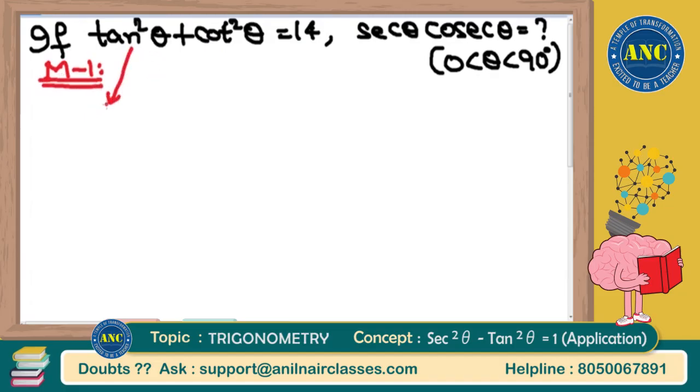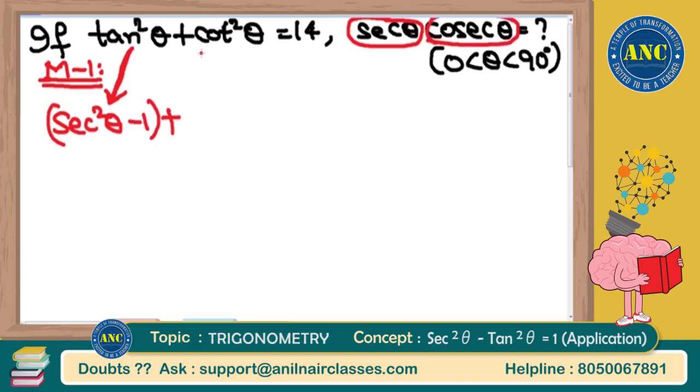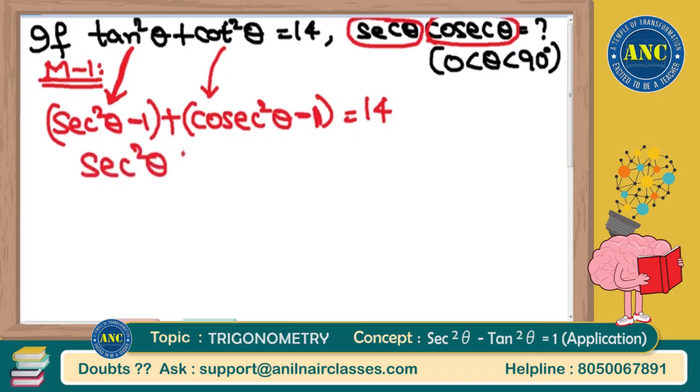In tan square theta, first of all I require secant theta in my question. Secant can be obtained from tan square as secant square minus 1. That is how you should think. Plus I require cosecant theta in my question. Cosecant can be obtained from cot square as cosecant square theta minus 1. Right hand side is 14. This minus 1 and minus 1, which is minus 2, will go to the right hand side. You are left with secant square theta plus cosecant square theta is equal to 14 plus 2, 16.